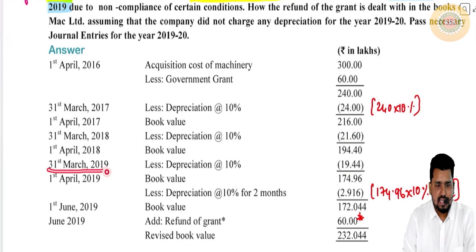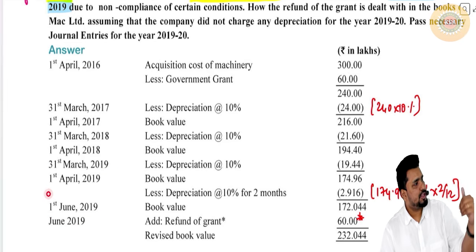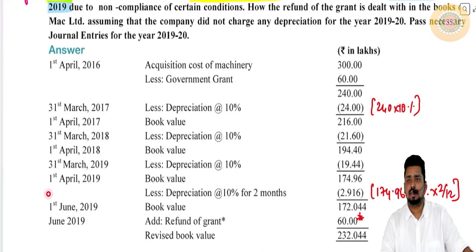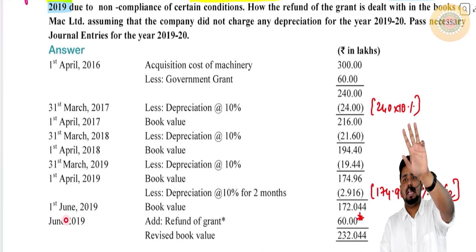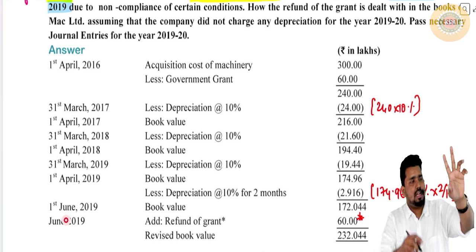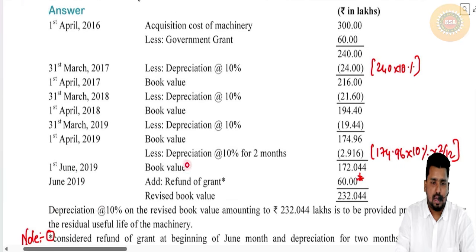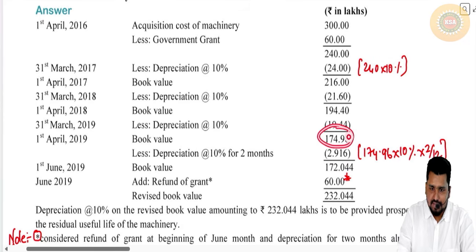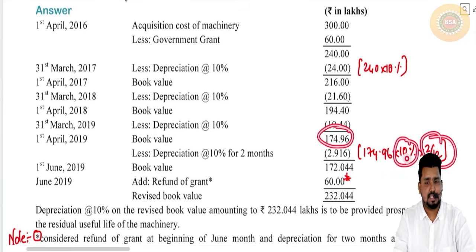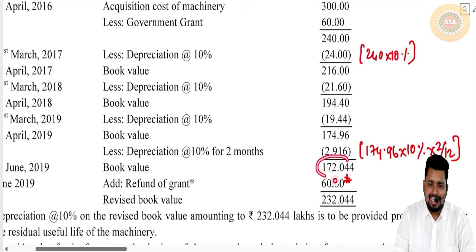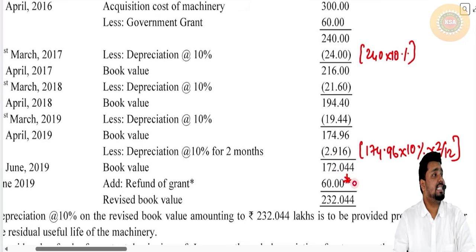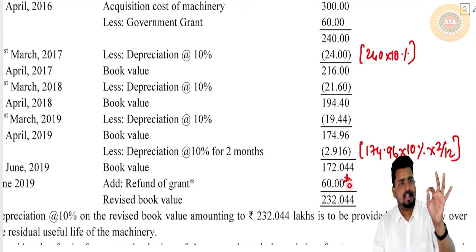This is the data as of 31st March 2019. When are we refunding? June. If nothing is given, assume it is in the beginning of the year. From April to 1st June, how many months? April, May, June also included? Not included. So after 2 months, 174.96 into 10% depreciation into 2 months. Correct? Therefore, what is the carrying amount on the date of refund? 172.044 on the date of refund.